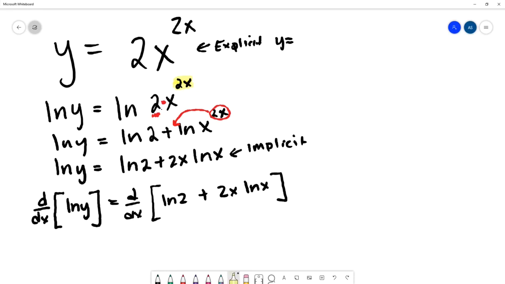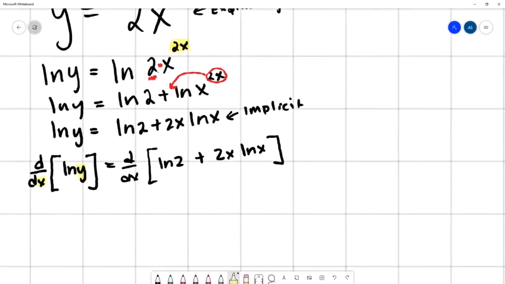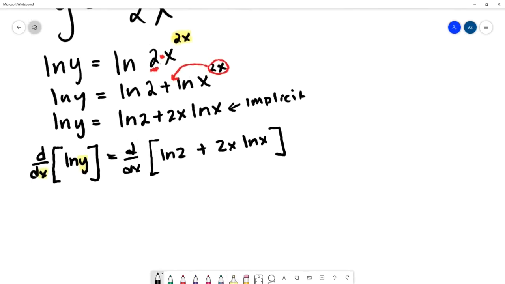On the left, if you pay attention to the variables, they don't match. So I'm going to have to write this as y prime over y. The derivative of natural log, the rule is u prime over u, the derivative of the inside over the inside. And since I don't know what y is, I can't calculate the derivative. Well, I guess that's my goal in this problem, is to calculate the derivative of the inside.